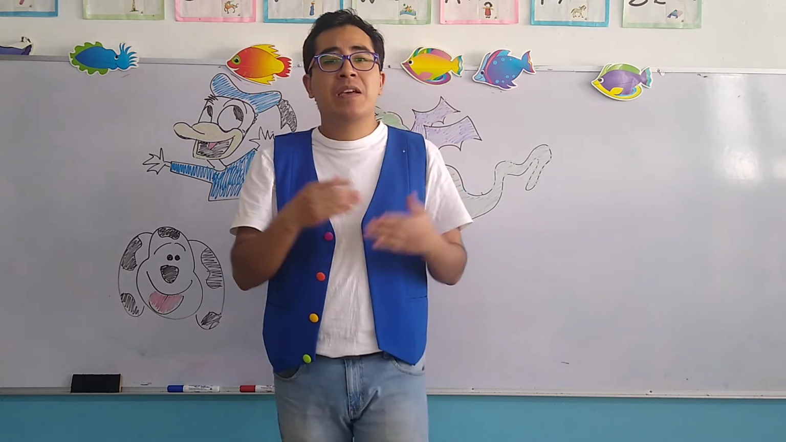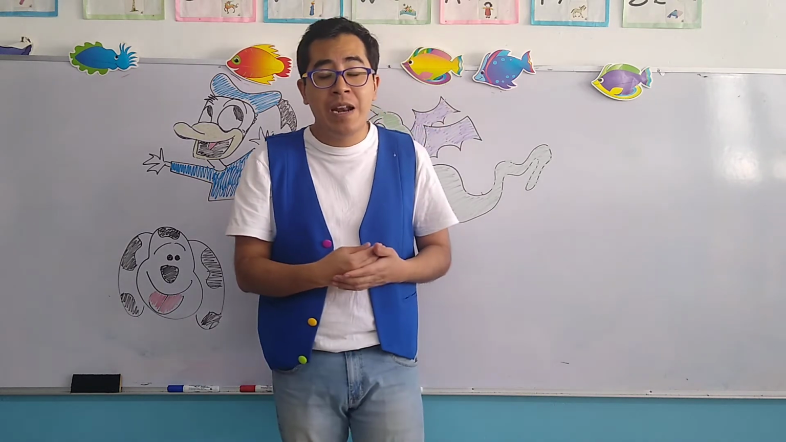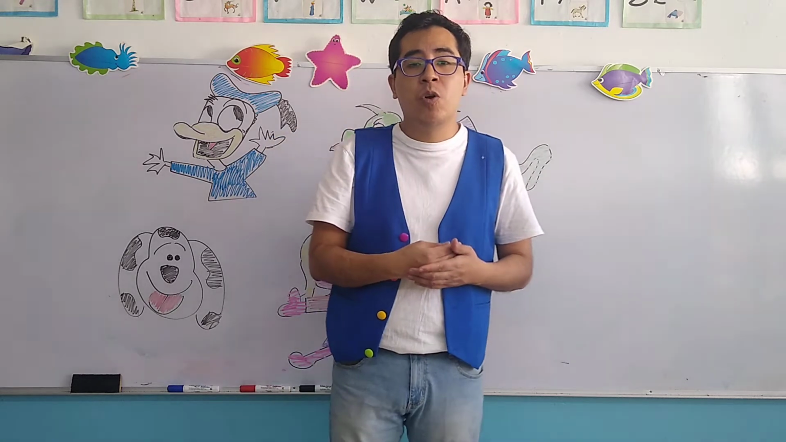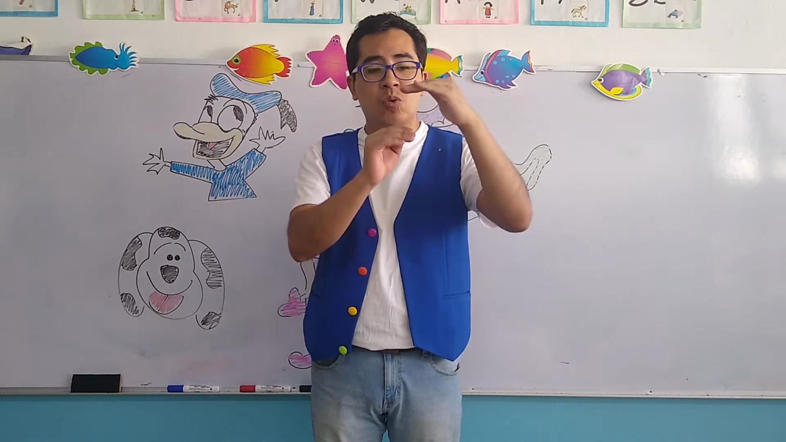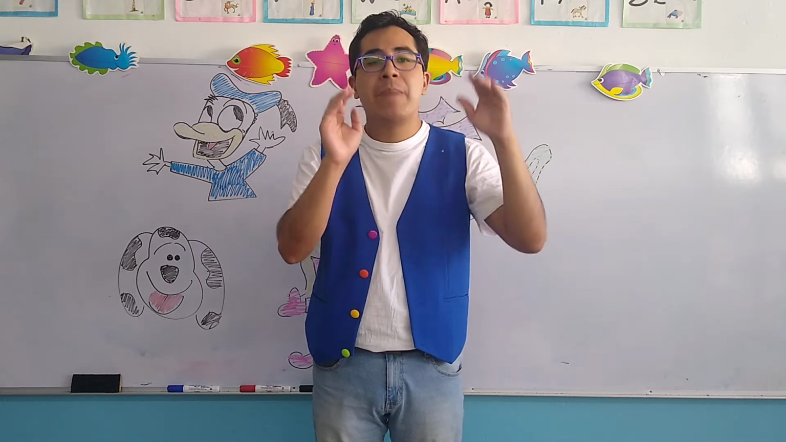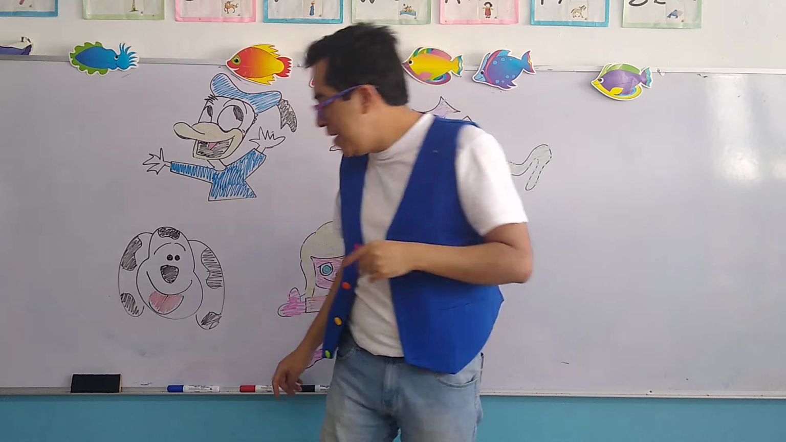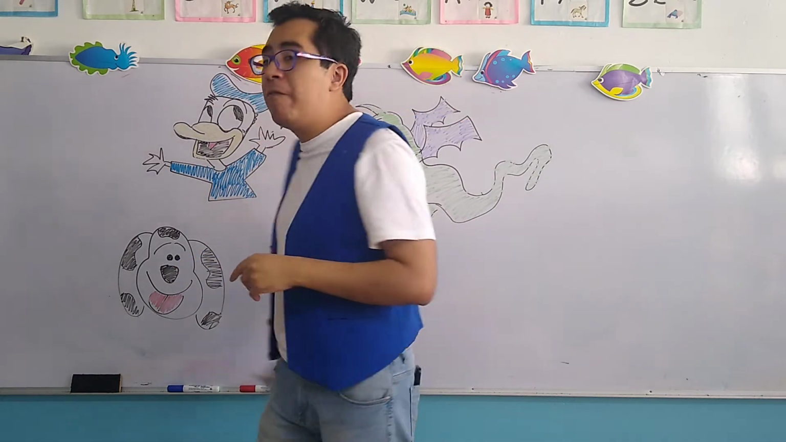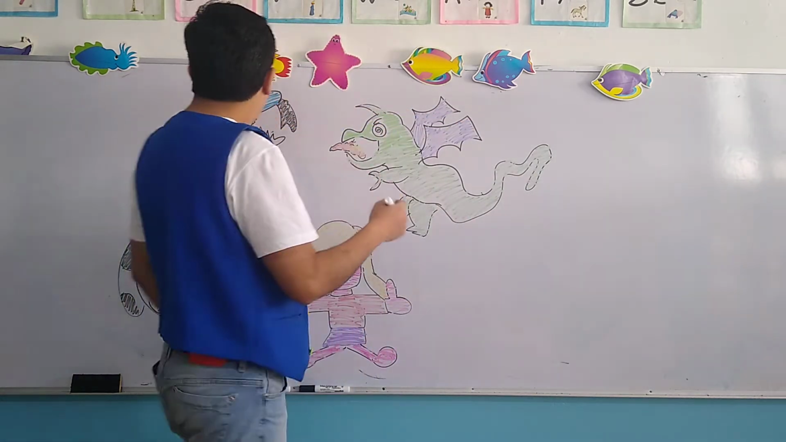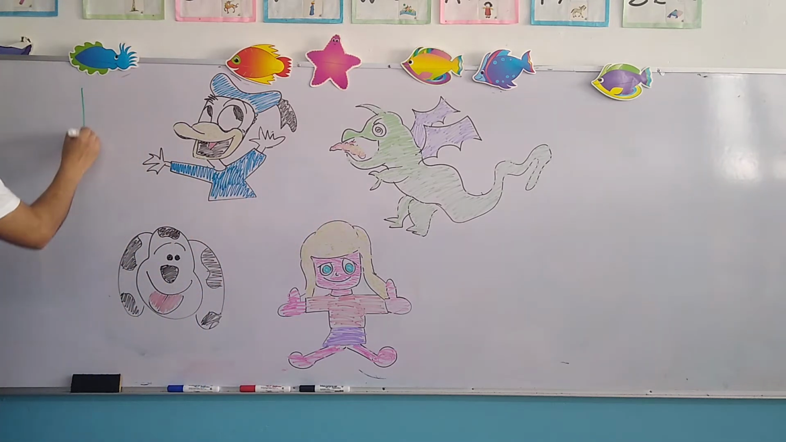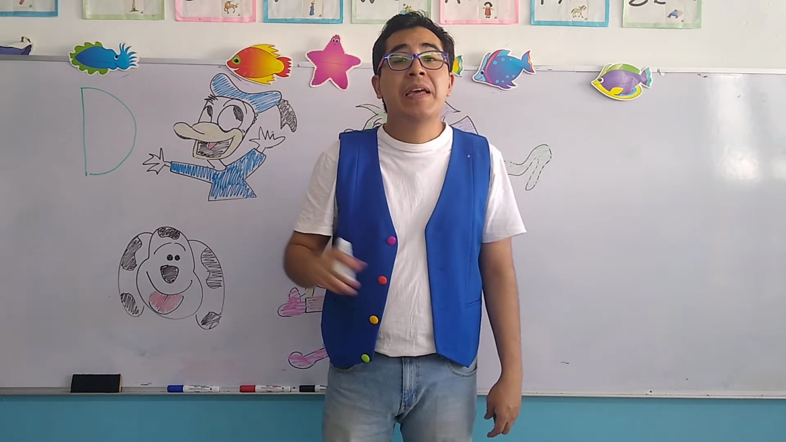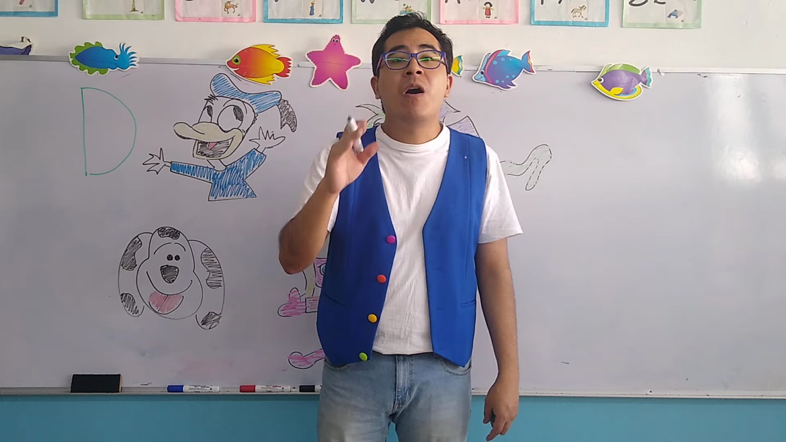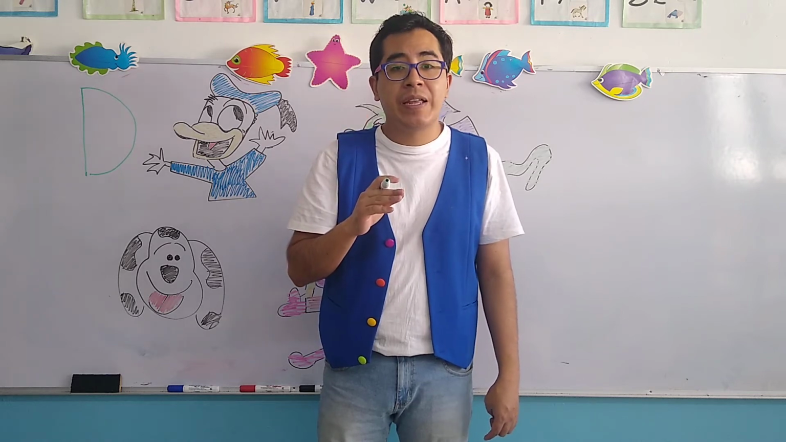Remember, recuerden que todas las letras que vamos a trabajar en el abecedario, todas tienen dos formas. Las mayúsculas, which are the big ones, and minúsculas, which are small, pequeñas, okay? The shape and form of the capital D is like this. Okay, we have the capital D. Now, the shape and form of the small d is like this.